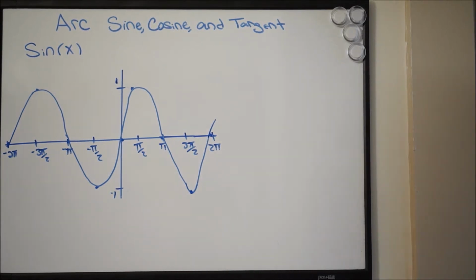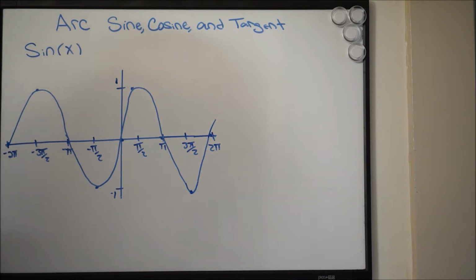Alright guys, today we're going to be talking about arc sine, arc cosine, and arc tangent. Just know that when you're talking about arc, you're talking about the inverse. So we're talking about the inverse of sine, cosine, and tangent. When you take arc sine, cosine, or tangent, essentially what you're doing is returning an angular value.